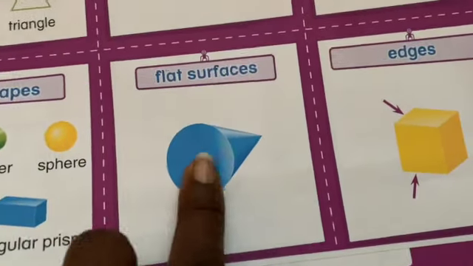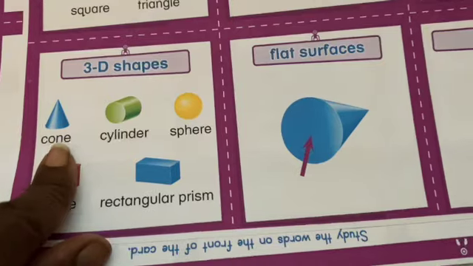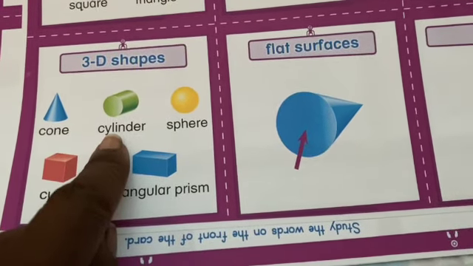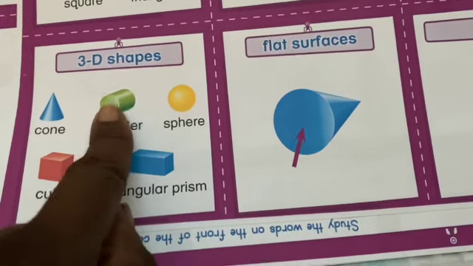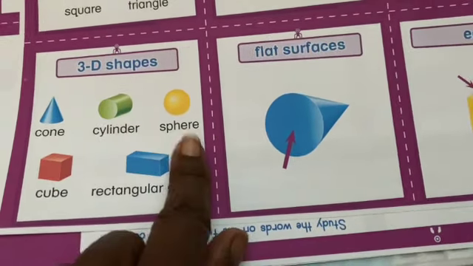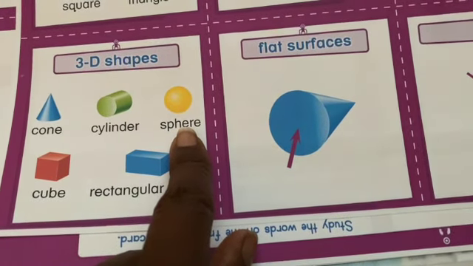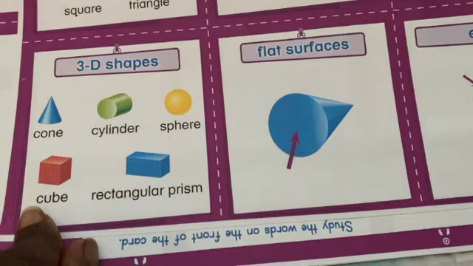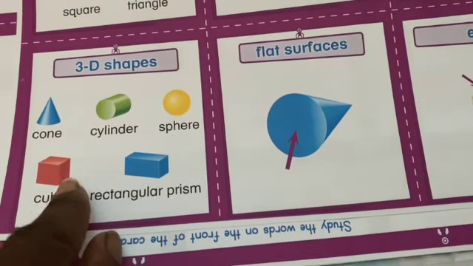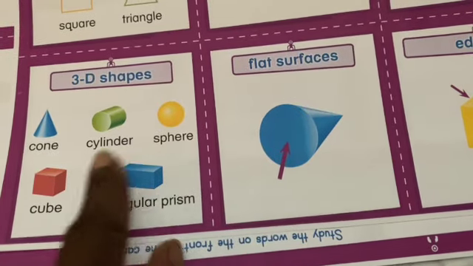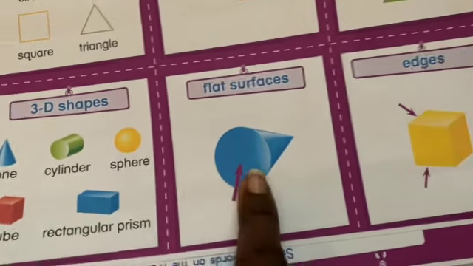Okay, flat surfaces. So again, like the cone, the flat surface is on the bottom. The cylinder, the flat surface is on the sides. A sphere does not have any flat surfaces because it's round. A cube, the flat surfaces is all sides of the cube. And the rectangular prism is all the sides because it's flat surface.